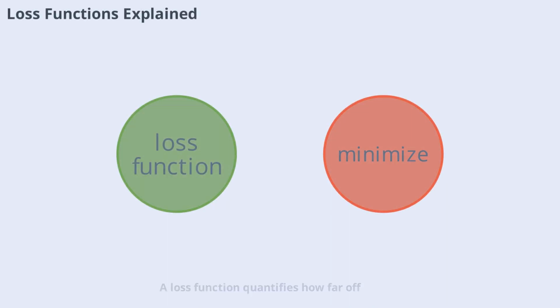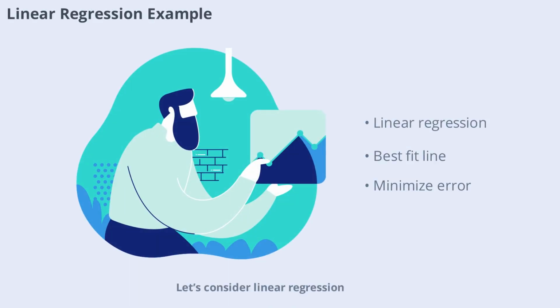A loss function quantifies how far off a model's predictions are from the actual values. The goal of training is to minimize this loss. Gradient descent works by calculating the gradient of the loss function with respect to the model parameters and updating them to reduce the loss.